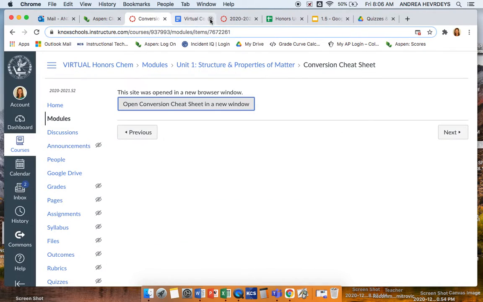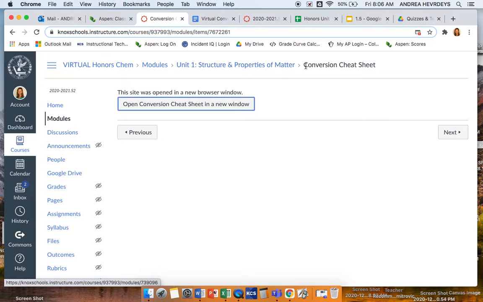That is in the Unit 1 module. It says conversion cheat sheet. Okay, so I hope that helps. If you need to resubmit, resubmit. Thank you.